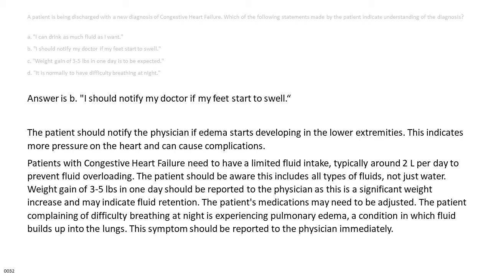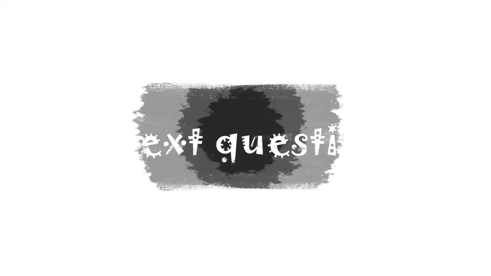The patient complaining of difficulty breathing at night is experiencing pulmonary edema, a condition in which fluid builds up in the lungs. This symptom should be reported to the physician immediately.